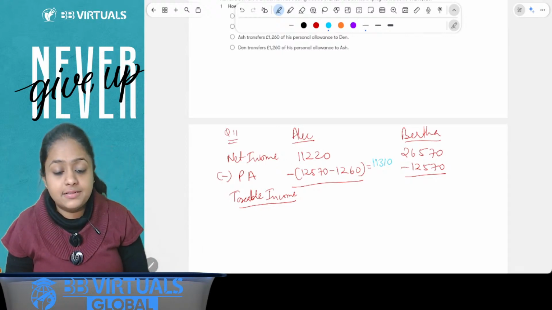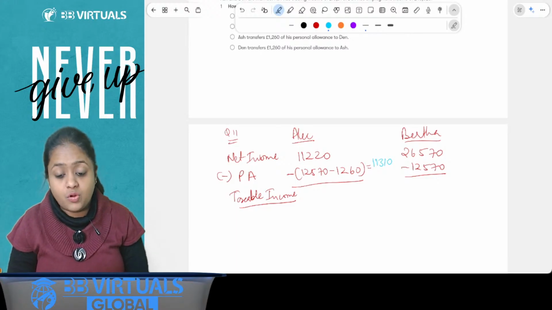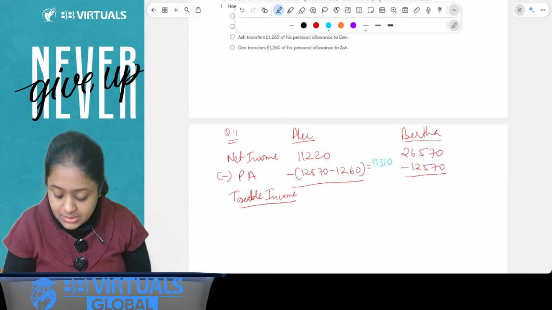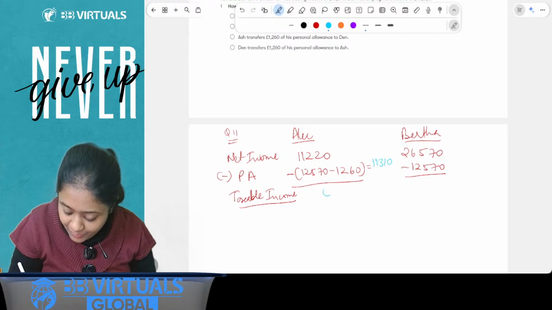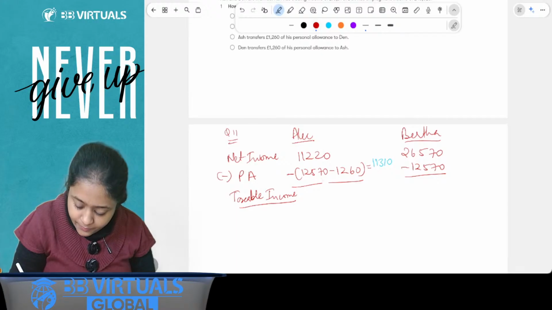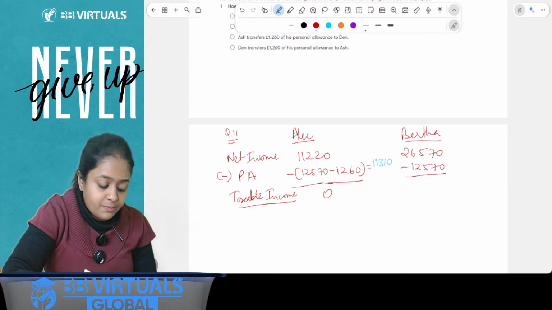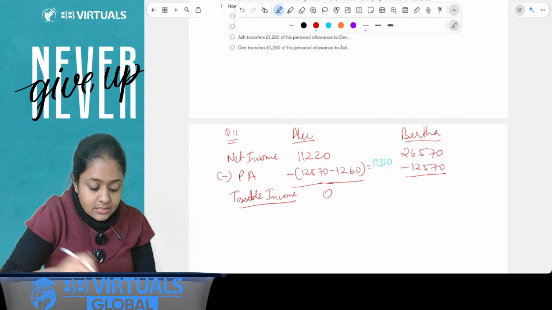Now you can see here that the PA is already more than net income, and I told you that income can never be negative. So you can never have it as negative. What you will have is 0. So since 11,220 less 11,310 will give you a negative figure, therefore we will write taxable income as 0. Clear? Now for Bertha, the taxable income will be 26,570 less 12,570, and I get here 14,000.